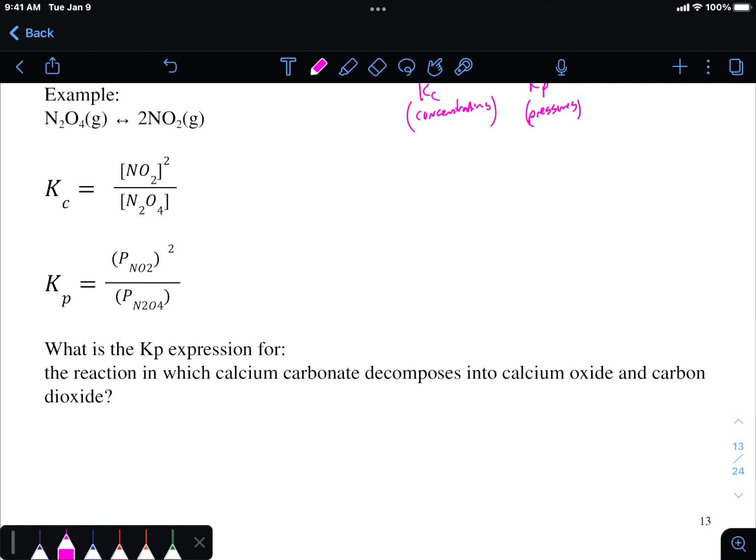So, having said that, what's the Kp expression for the reaction of calcium carbonate, which is a solid, decomposing to form calcium oxide and carbon dioxide? What would the Kp value be for that? What do you think? Kp means you can only use what kind of states? Well, how do I write the Kp expression for this?